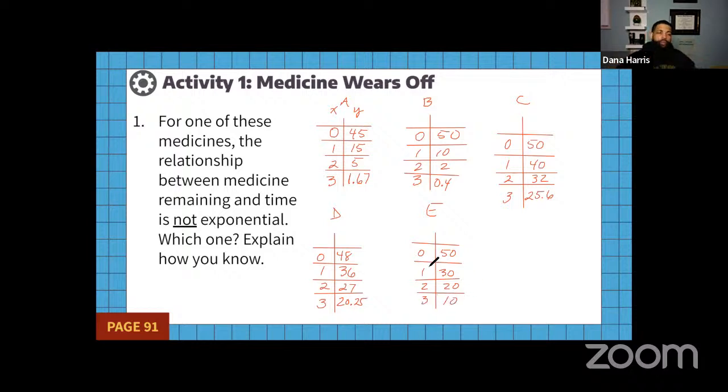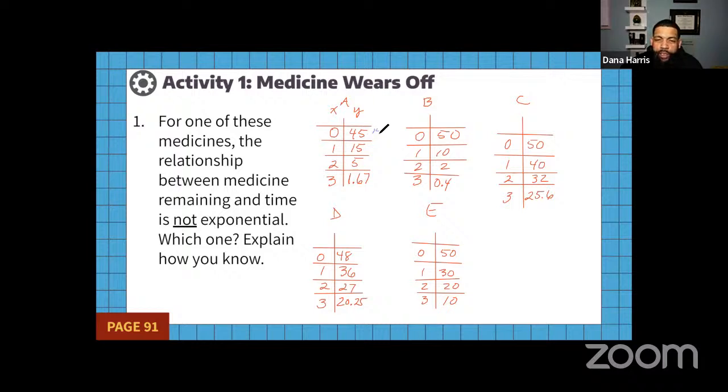So what we're going to do in order to find out which one is exponential and which one is not, we've got to find the common factor. Remember, exponential functions have a common factor. So each y value is multiplied by a specific factor to get the next y value. And so how do we find that out, right? So we're going to create ratios.